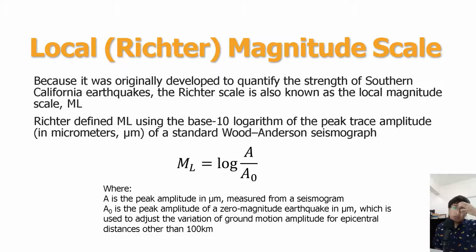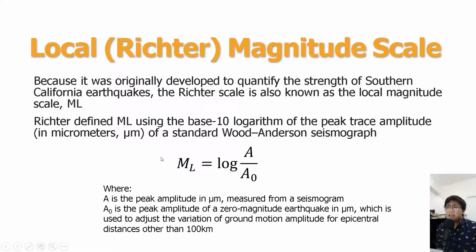So, ibig sabihin nun, actually, ang madalas na maramdaman is magnitude 5. So, magnitude 6 is 10 times stronger than magnitude 5. Magnitude 7 is 100 times stronger than magnitude 5. Imagine niyo magnitude 8. That is 1,000 times stronger than magnitude 5. So yun yung ibig sabihin niyang local at yun talaga ginagamit, promise.